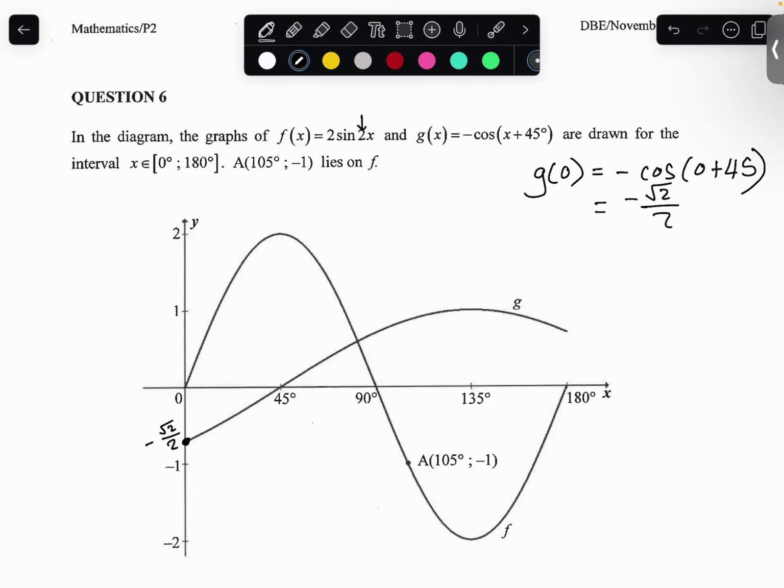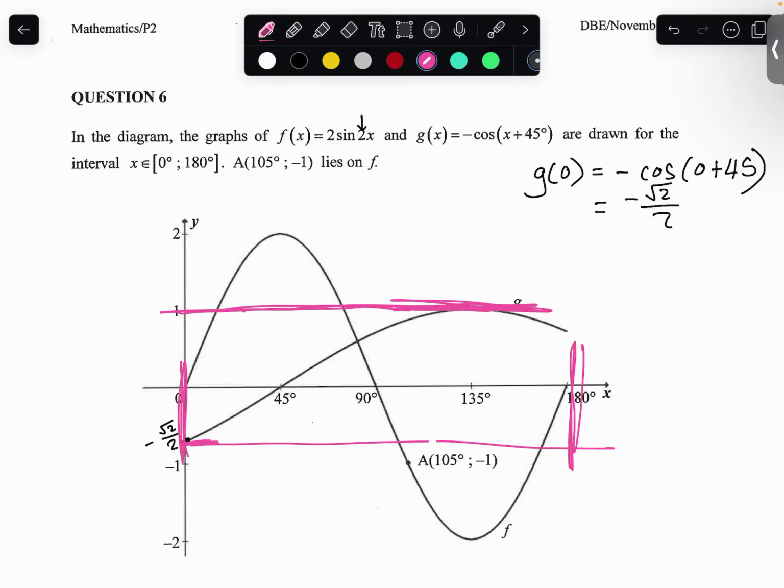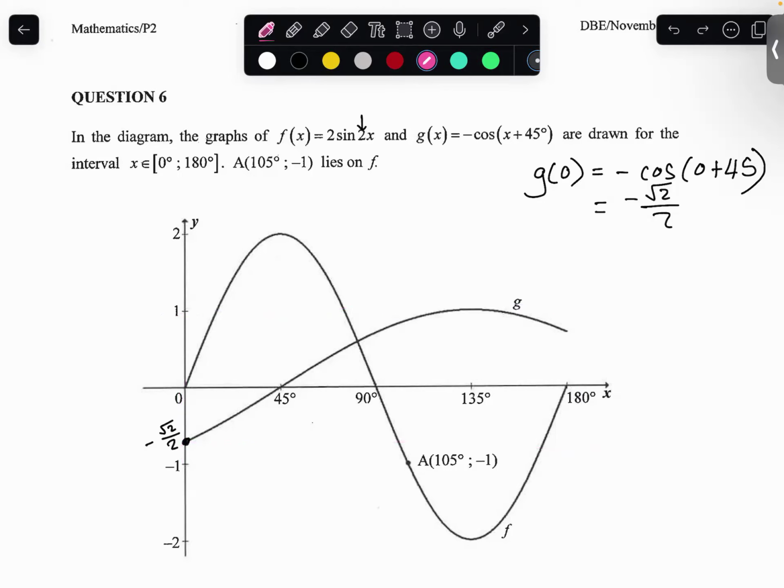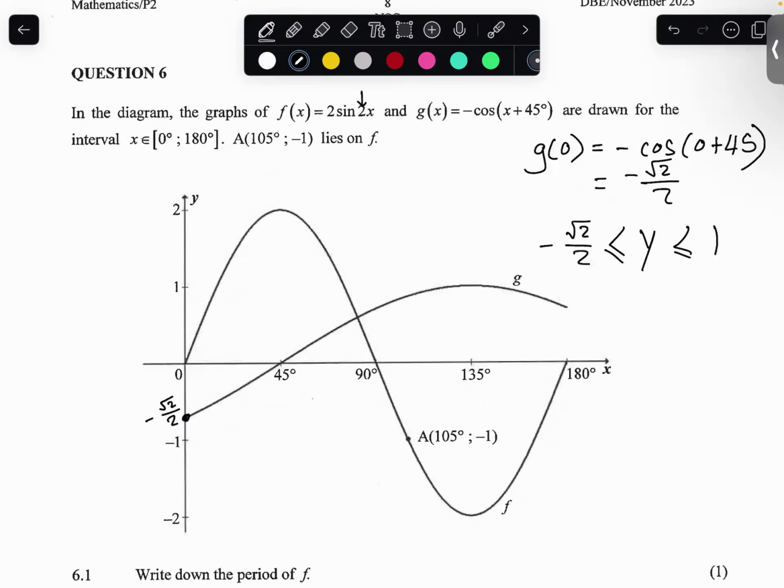And so the highest point that this graph reaches is 1. Sorry, and the lowest point that it reaches within this interval is minus the root of 2 over 2. And how do we write that as a range? Smaller number first, bigger number next, y in the middle, that way. Equal to, because it does touch both of them.